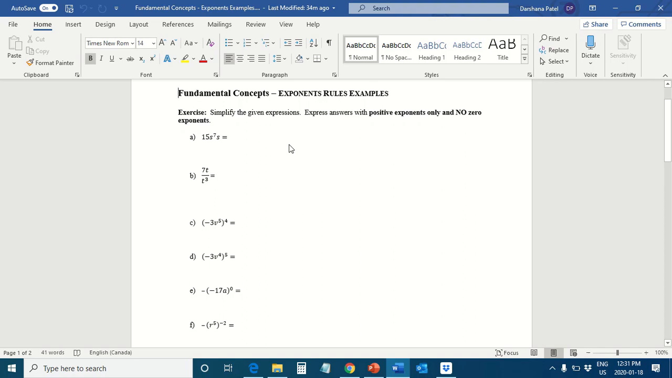Fundamental concepts, exponents, rules, examples. Exercise. Simplify the following given expressions. Express answers with positive exponents only and no zero exponents.